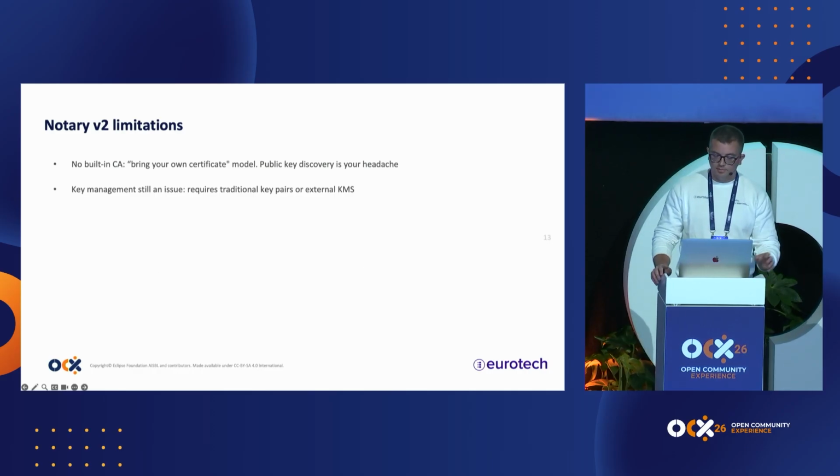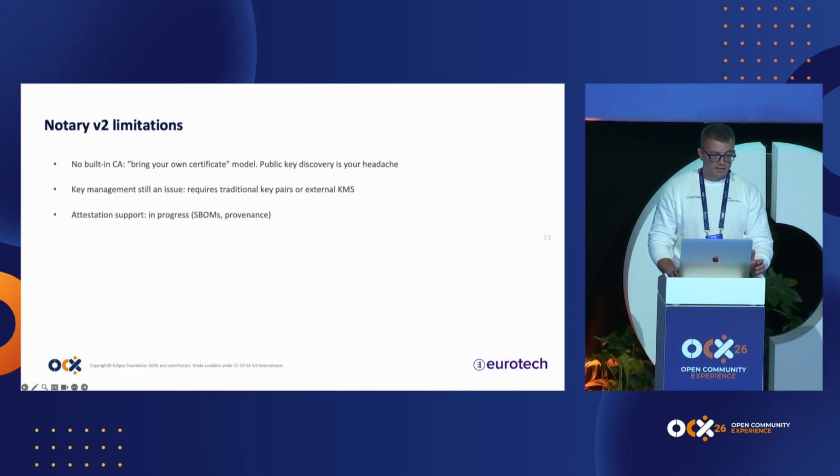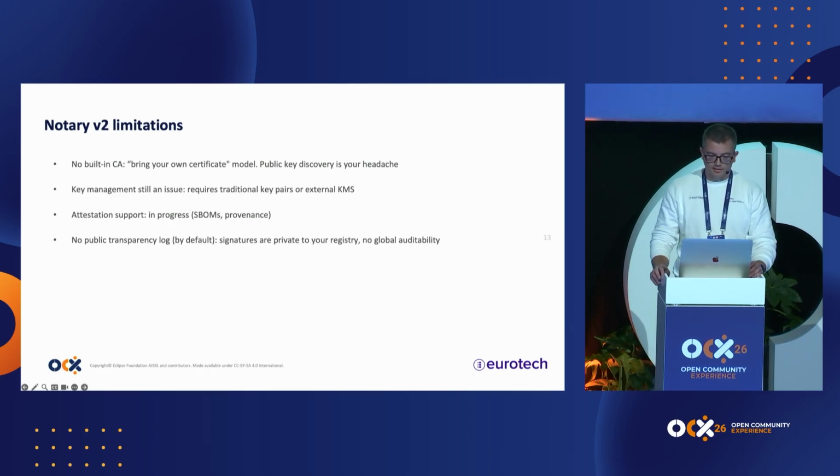Especially for a CI runner that spins up and dies in 30 seconds, managing long-lived keys is a real operational issue. Currently, but they are working on it, it doesn't natively support attestations, so you can't attach SBOM or provenance metadata to it. And there's no public transparency log by default. Signatures live in your registry and nowhere else. There's no global auditability, but you could wire it up with Rekor, which is a public transparency log, but it's not the default way. It's only compatible with Docker and not Podman.